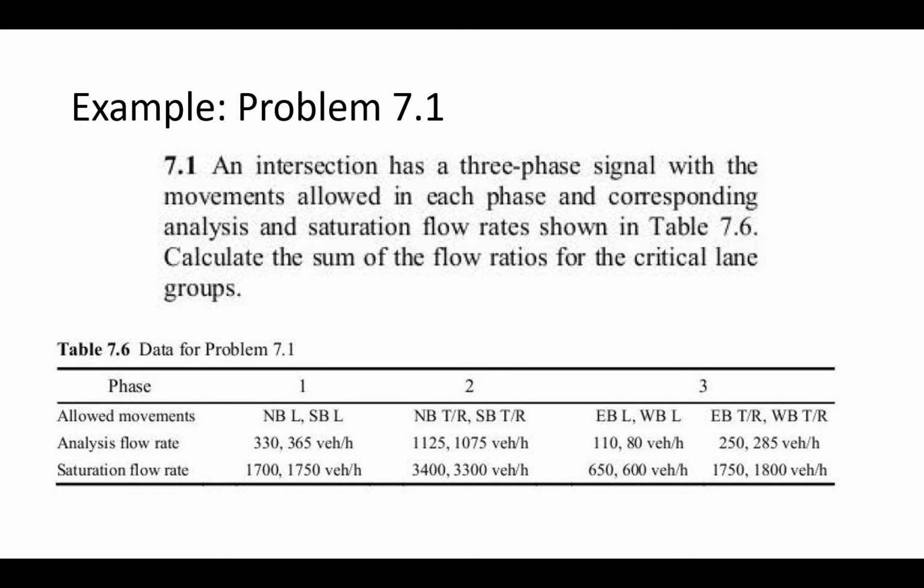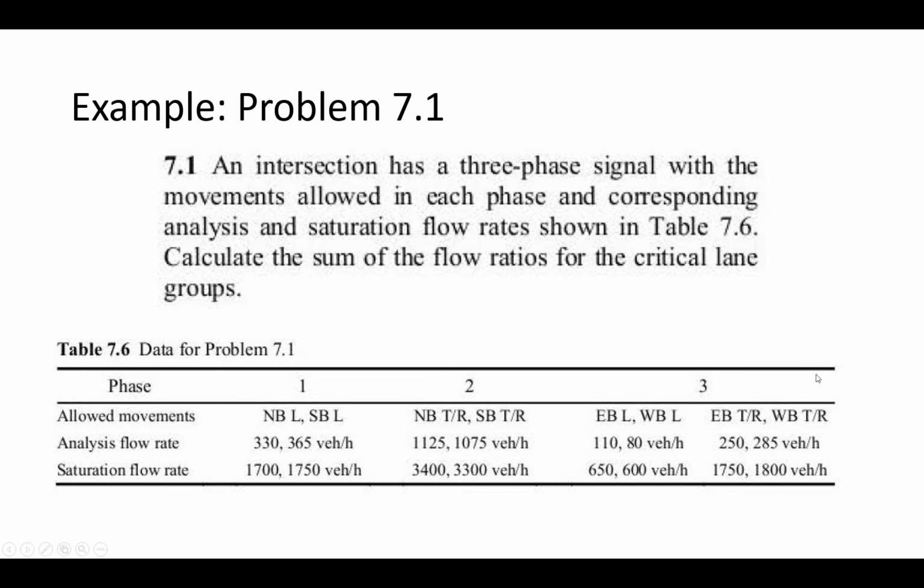All right, so we've got this example. We have an intersection that has a 3-phase signal, so there's only 3 phases. We've got them numbered down here: phase 1, phase 2, and phase 3. On phase 1, northbound left and southbound left are moving at the same time, so they're sharing a phase on the traffic signal. Phase 2, the northbound through and right and the southbound through and right movements are going at the same time, so they're sharing a phase.